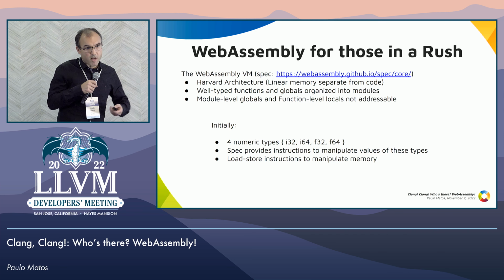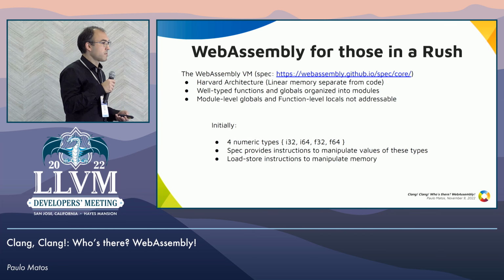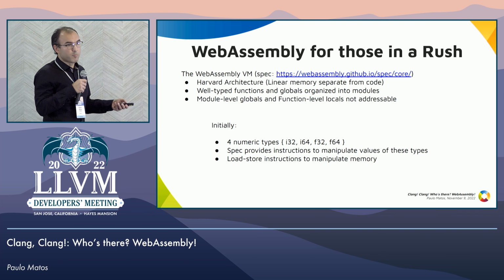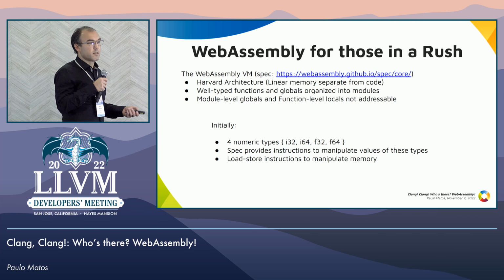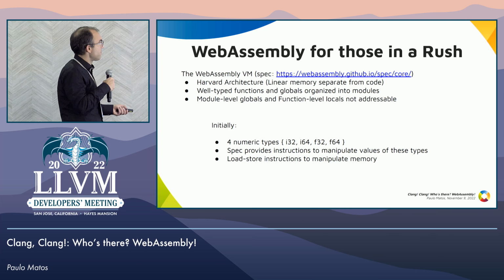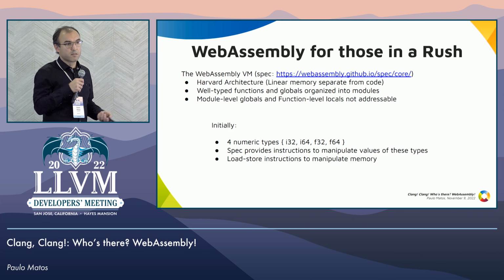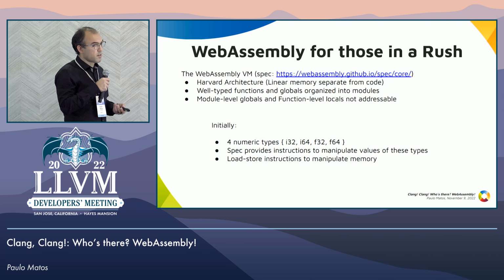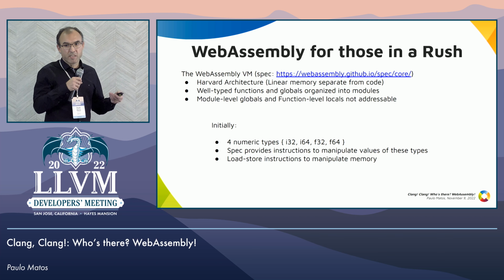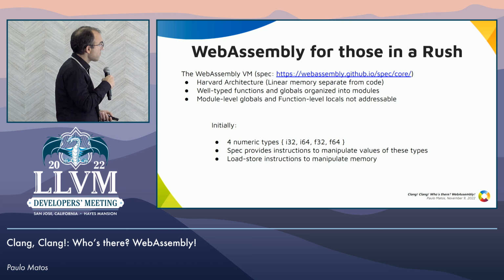So WebAssembly is a Harvard architecture. We have basically well-typed functions arranged in modules. There are some interesting peculiarities where some things you cannot get access to the address of, like module-level globals and function-level locals. You cannot access them. It's also a stack machine, but the stack is implicit, so you cannot actually access the stack.